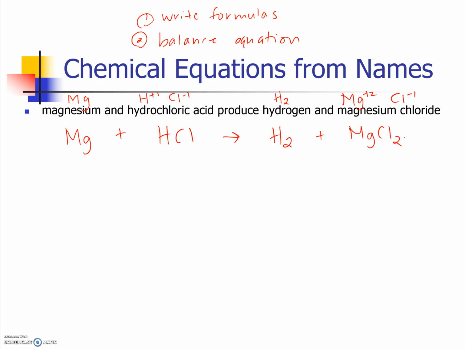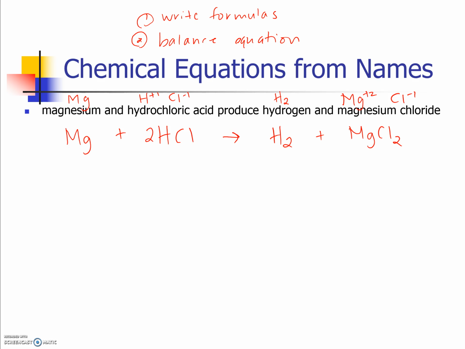Okay, the habit is people try to balance the equation as they go along, and it's much easier to write your equations first. Now I go back and look. I have one magnesium, I have one magnesium, I have one H, I have two H's, so put 2 here, 2 H's, I have 2 Cl's, and I have 2 Cl's.